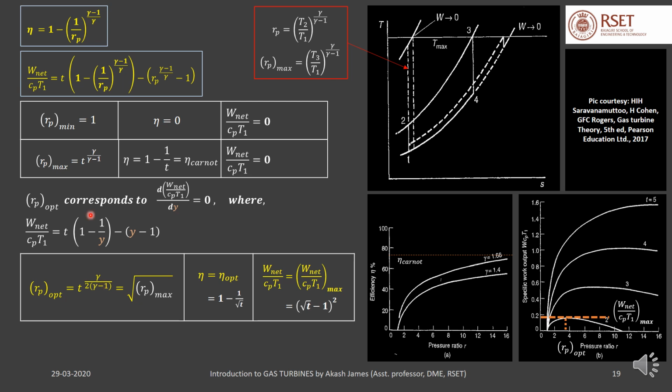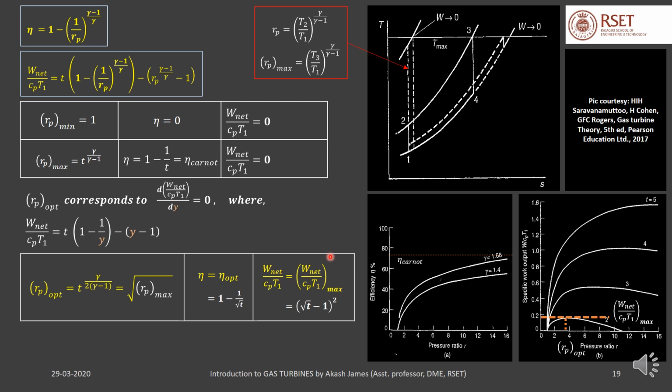Now if you substitute this value in the specific work output equation, you get the maximum specific work output, and it is going to be root t minus 1 the whole square, where small t is the maximum to minimum temperature ratio. Similarly, the efficiency corresponding to the optimum pressure ratio, which we can call the optimum efficiency, we will get as 1 minus 1 over root of t. Again, t is the maximum to minimum temperature ratio. I also urge you to try this. This is an easy derivation.